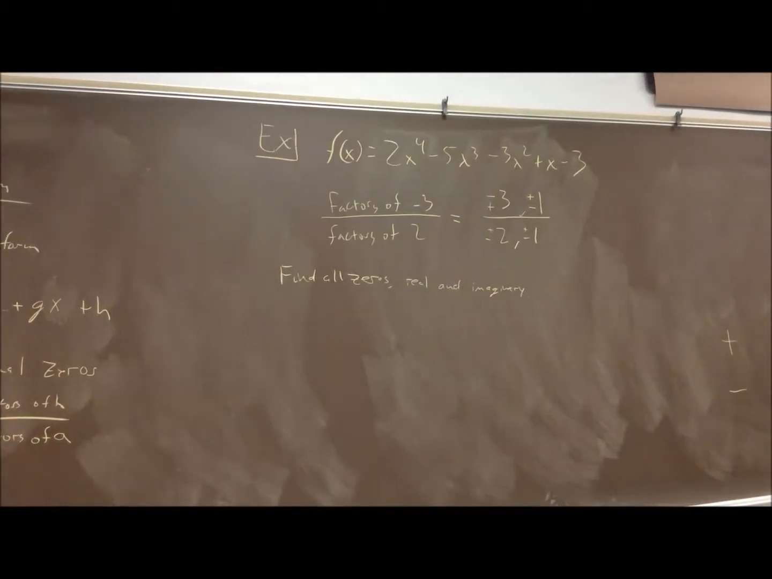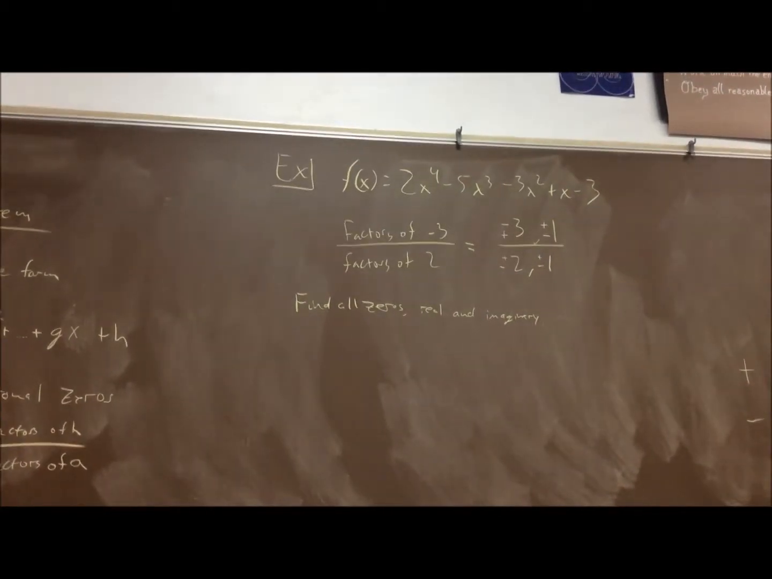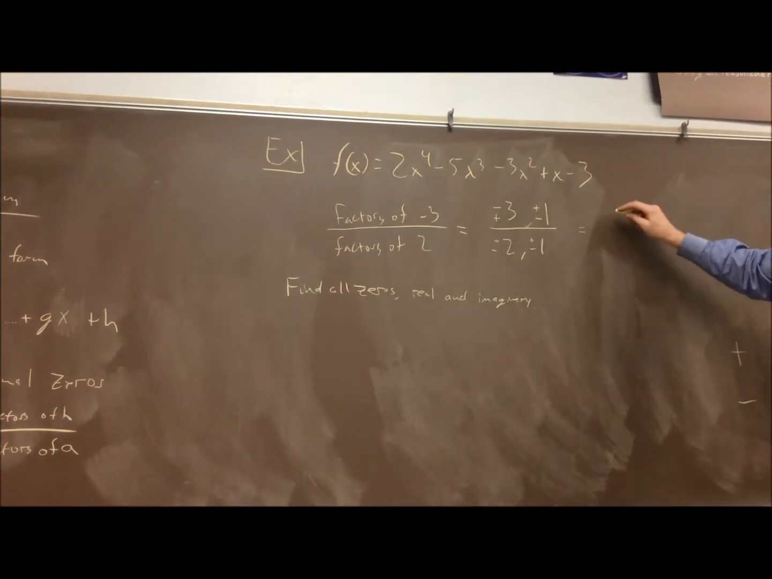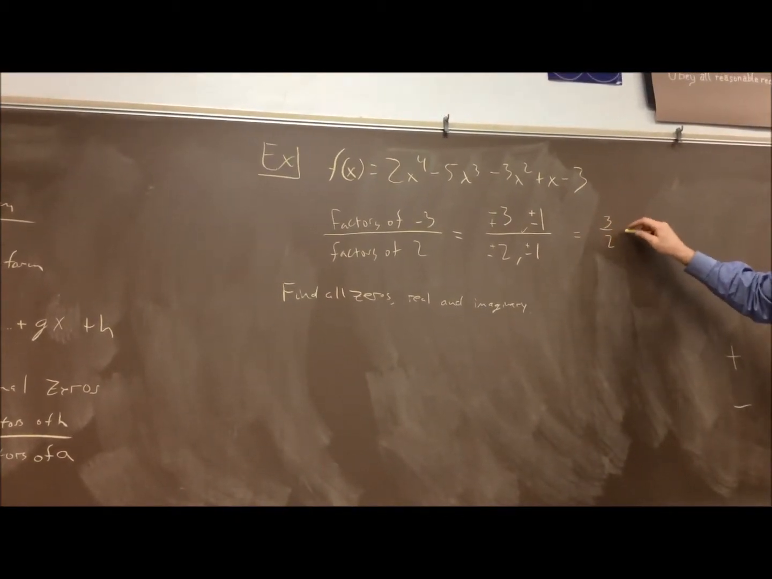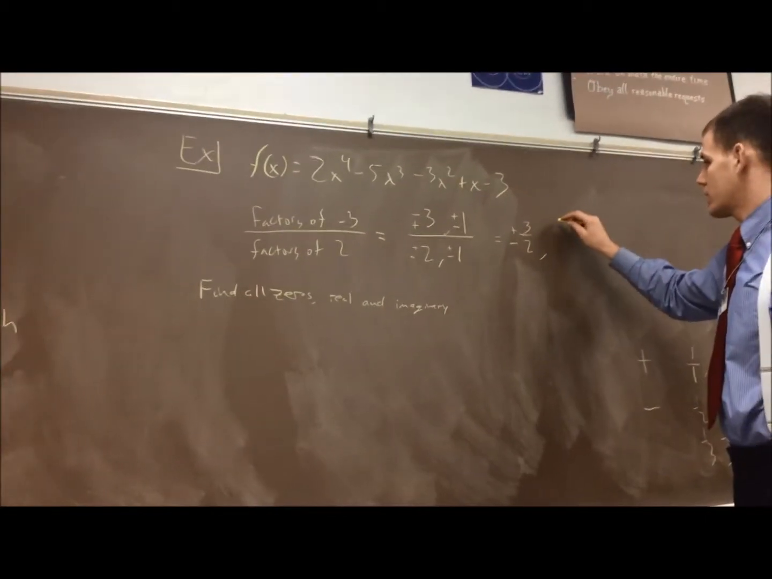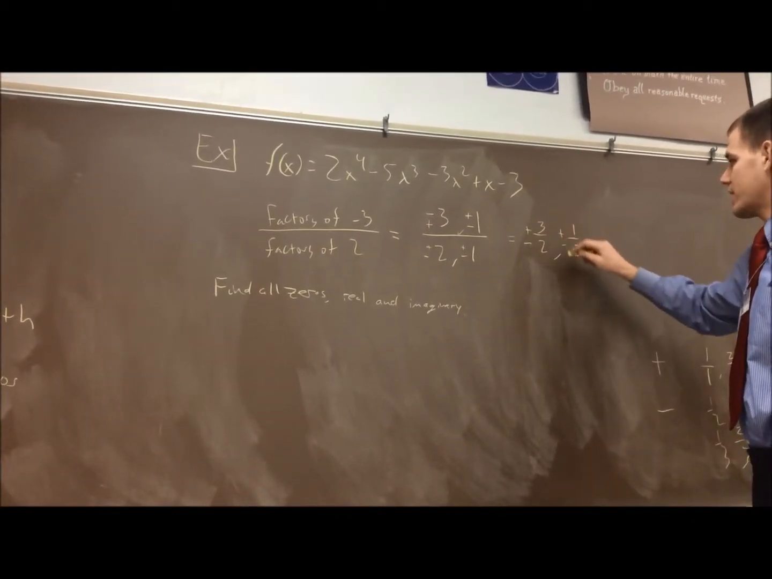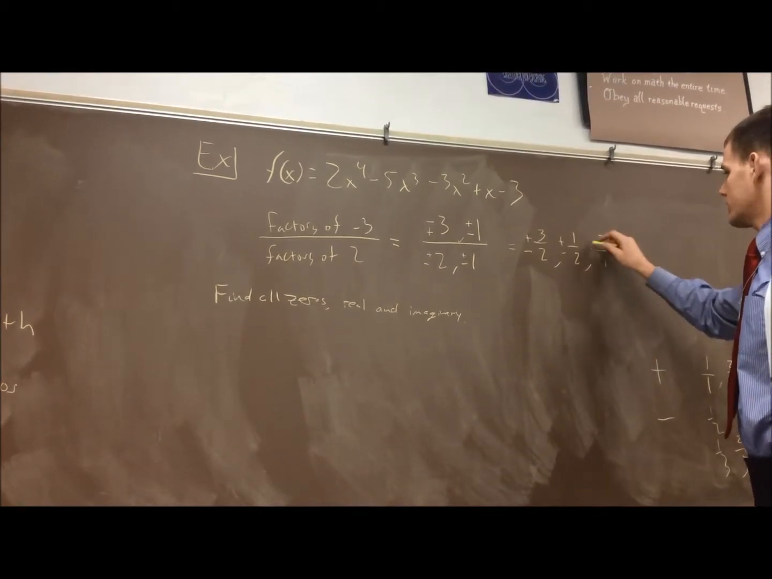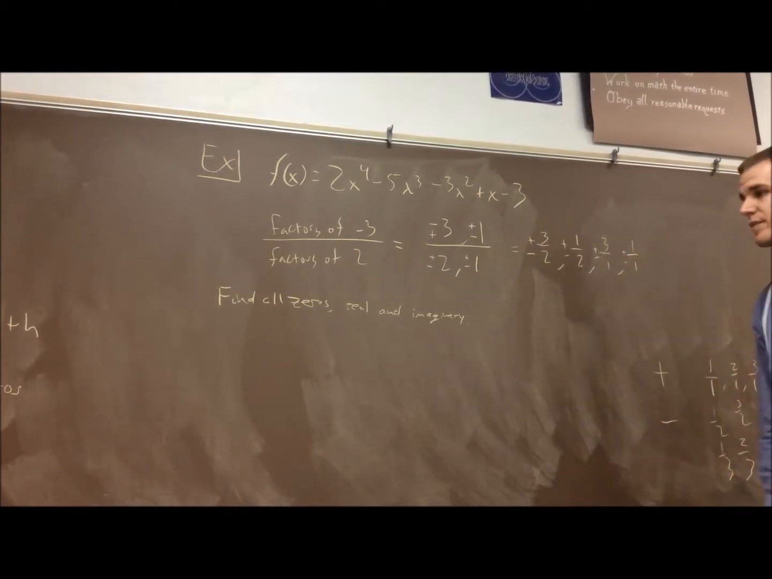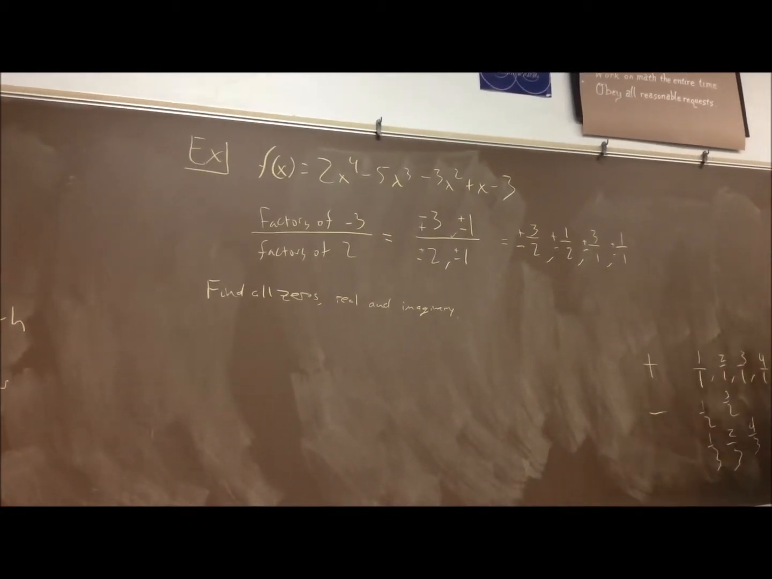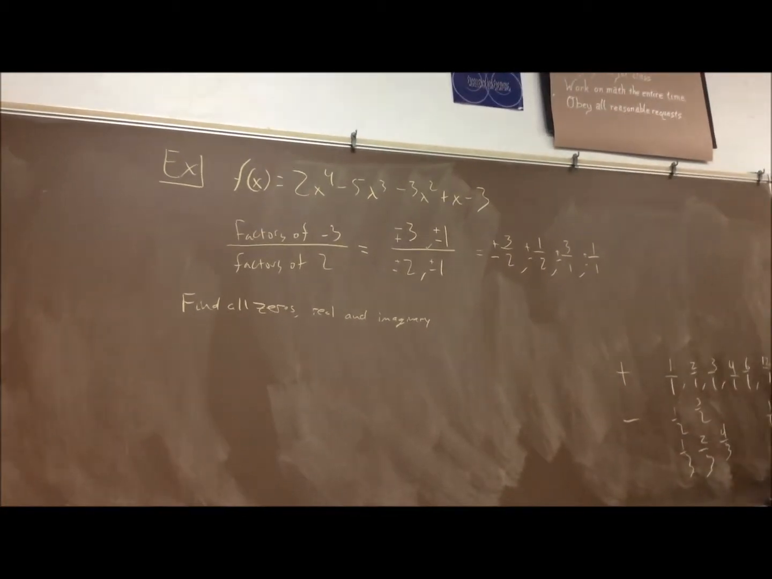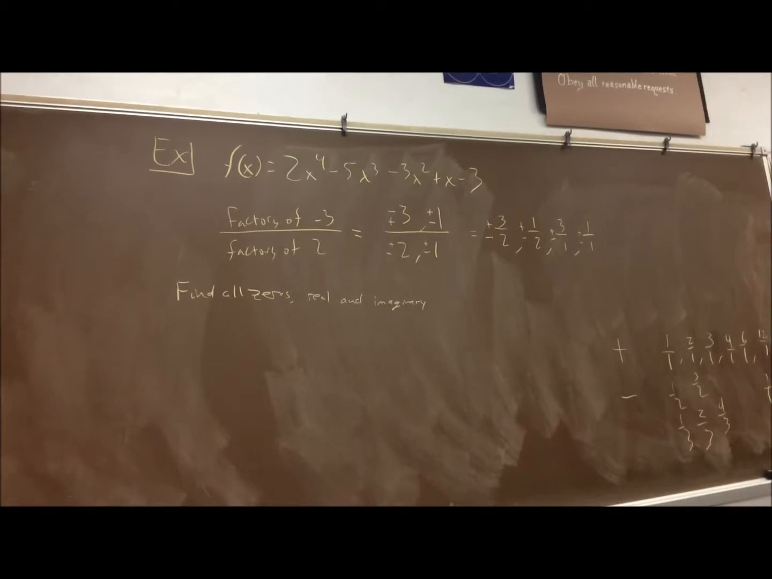So, what we have to do is we have to start going through it. So we're going to be checking here: 3 over 2, positive 3 over 2, negative 3 over 2, 1 over 2, positive and negative, 3 over 1, positive and negative, and 1 over 1, positive and negative. So we've got 1, 2, 3, 4, 5, 6, 7, 8 numbers that we have to check. Okay? 8 numbers that we have to check.